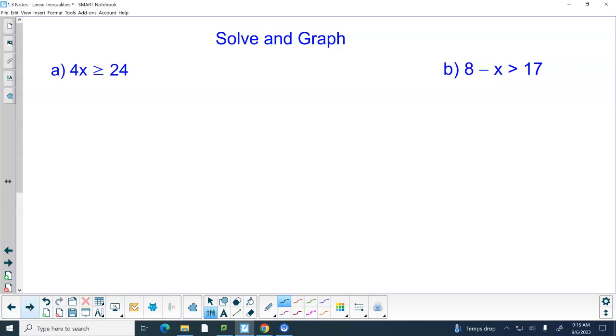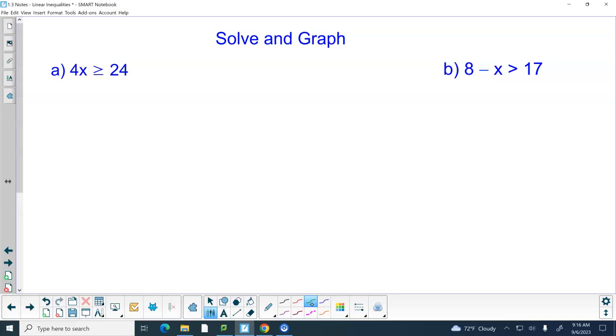Okay? Alright? So we've got 4x is greater than or equal to 24. We want to solve it and we want to graph it. So when we solve it, what would we do first? If this were 4x equals 24, what would we do? We divide both sides by 4, right? Now, because it's 4x is greater than or equal to 24, do we still divide by 4? Yeah, we're still going to divide by 4 because those rules are all still there.